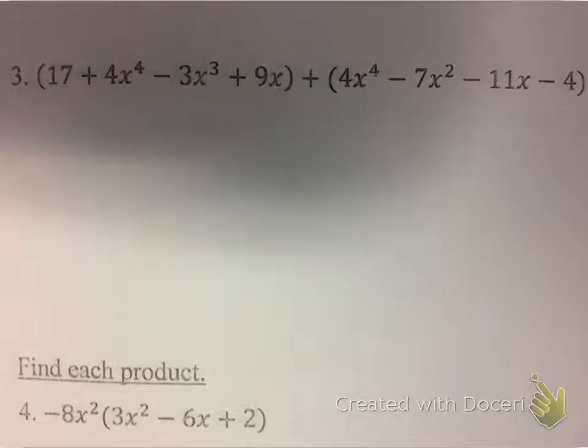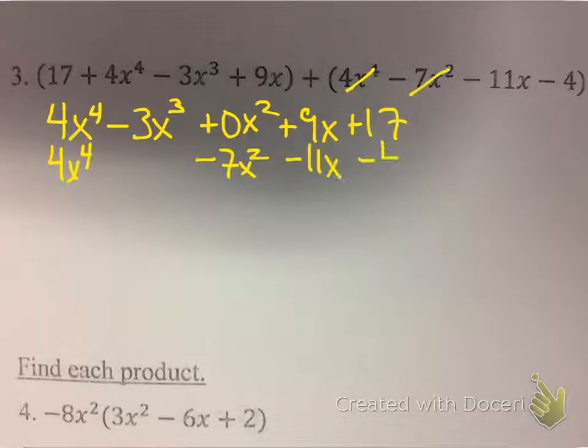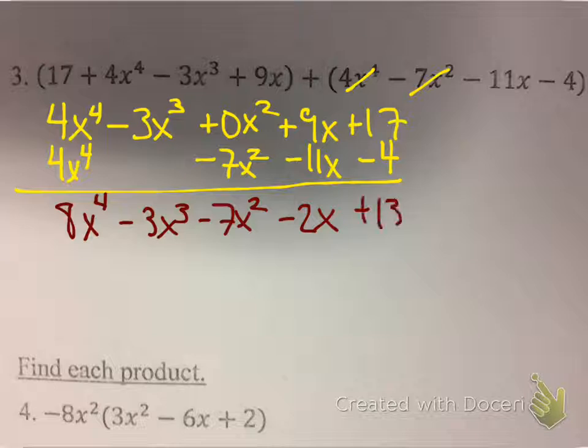So what do I do for a problem like number 3? Well, that's a good question. On number 3, you want to put everything in order, and notice there I'm putting 0x squared because I'm missing an x squared. Once you have everything in order, line things up and then combine your like terms. Be careful on something like 9 minus 11, which becomes negative 2. A lot of times some of y'all might tell me just 2 or 20. But that's pretty much it.